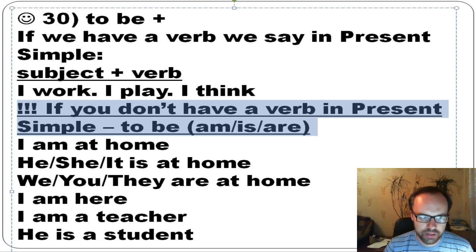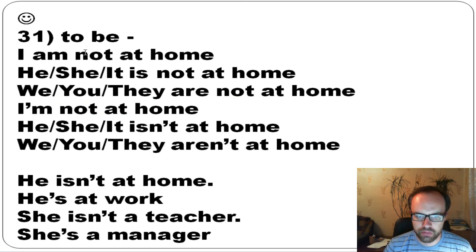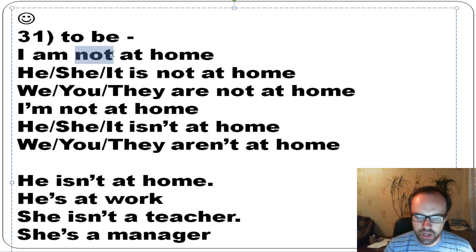How to make a negative form? We add not, okay? So I'm not at home. He, she, it is not. So he's not at home. She's not at home. It is not at home. We, you, they are not. So we are not at home. You are not at home. They are not at home.